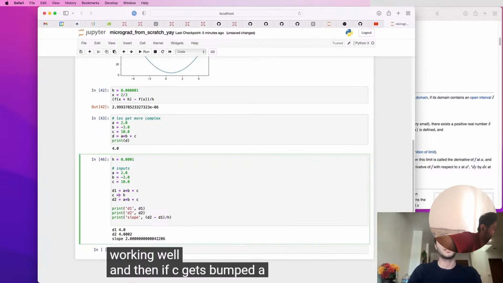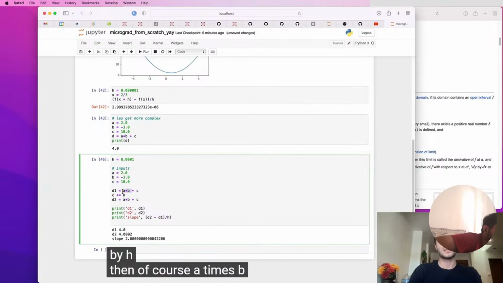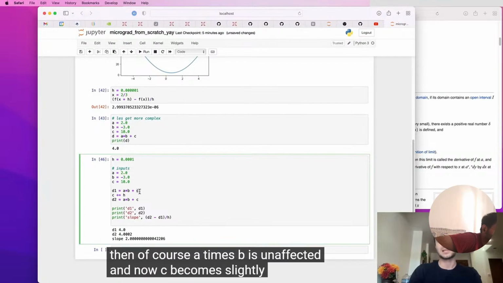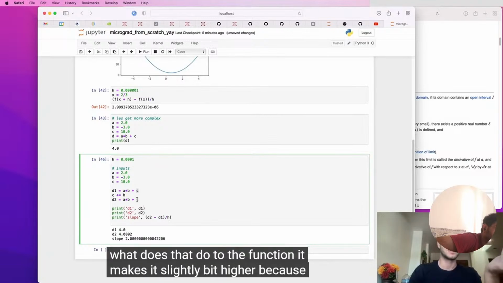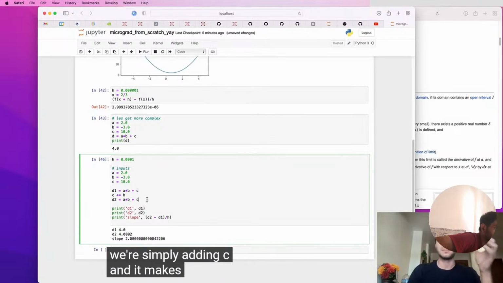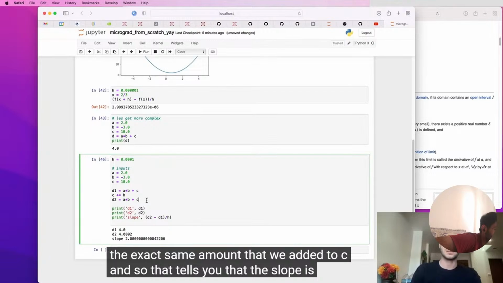And then if c gets bumped a tiny amount by h, then of course a times b is unaffected, and now c becomes slightly bit higher. What does that do to the function? It makes it slightly bit higher because we're simply adding c. And it makes it slightly bit higher by the exact same amount that we added to c. And so that tells you that the slope is 1.